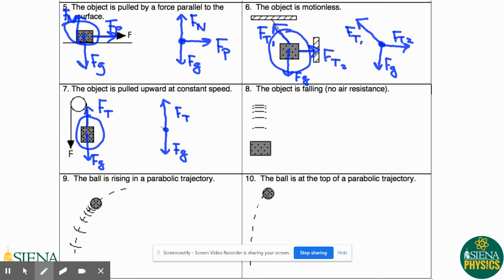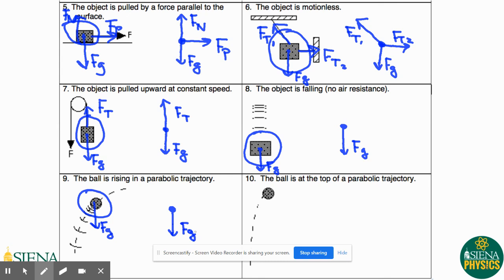In this example, my object is falling and there's no air resistance. So this is my object. The only force that I have is the force of gravity. Nothing is touching my object. So my force of gravity is down, and that's the only force acting on it. The ball is rising in a parabolic trajectory. So I've got my object, and the only thing acting on it is gravity. And I can translate that into a free body diagram, and all I have is F sub g.